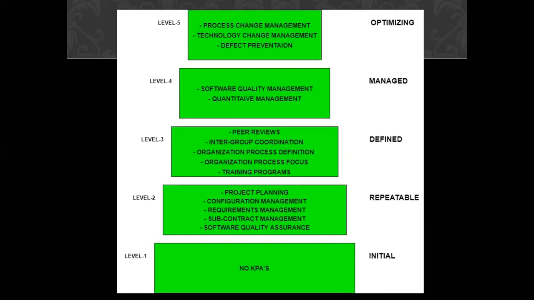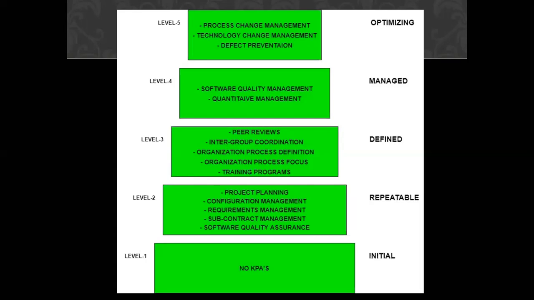In this diagram that you are watching right now, for each level, level 1 initial, level 2 repeatable, level 3 defined, level 4 managed, level 5 optimized, some key process areas are given for the CMM model. At least 2 points you have to remember. So in the initial level, no key process areas are defined.